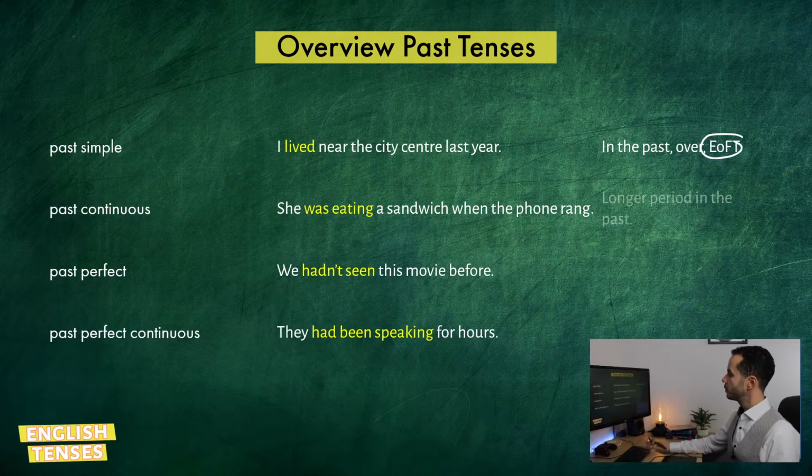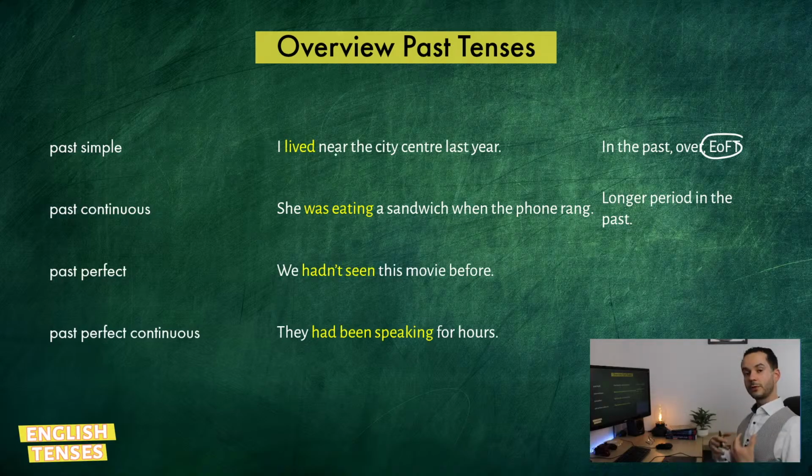We use past continuous for a longer period in the past. So when something had been going on for a longer period in the past, we use past continuous. As we can see in this example as well, he was eating a sandwich was a thing that was going on for a longer period of time. And it was kind of interrupted, if you like, by the phone that rang.